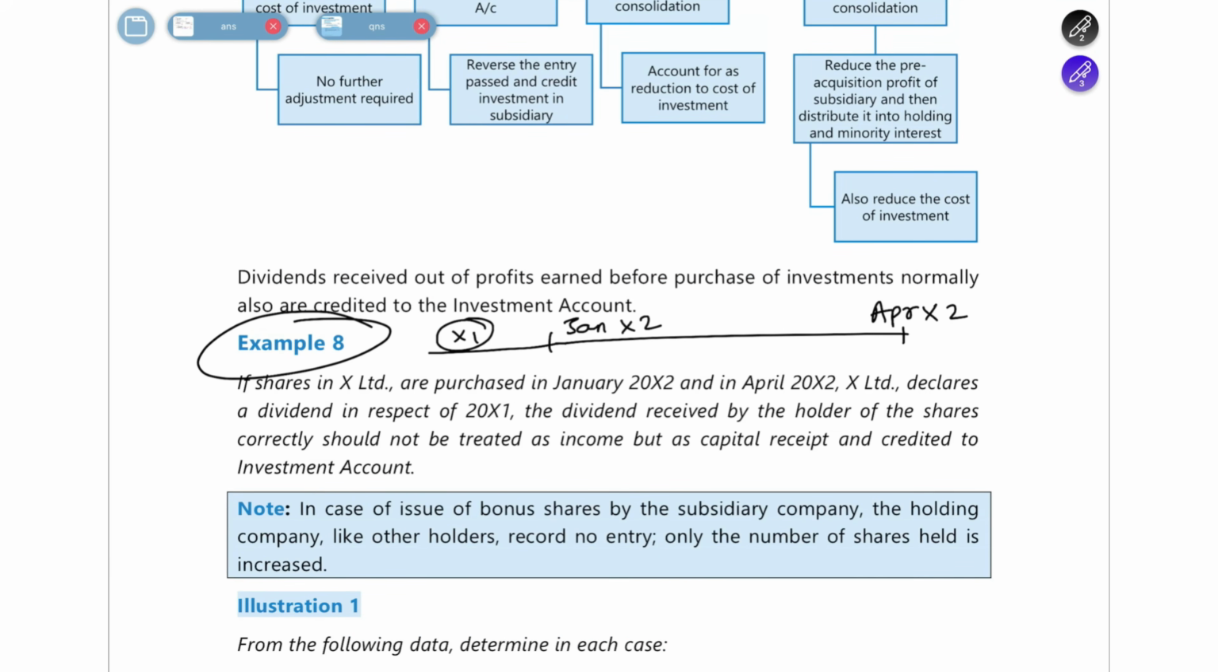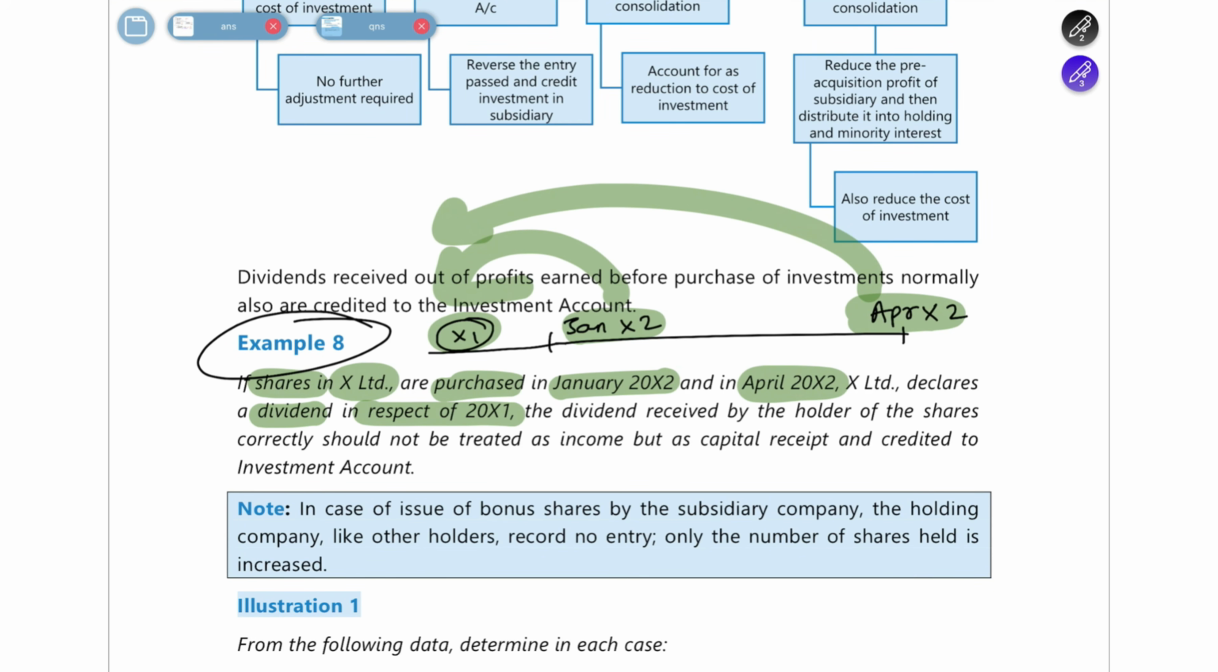In example number 8, they are saying that there is an X Limited and you have purchased shares in X Limited. First, you purchased it in January 2002 and the next one you purchased in April 2002. Then X Limited declares a dividend in respect of 2001. So in relation to this previous year, before you acquired it, there was a certain shareholding in the company, and related to that they have declared a dividend. So this dividend is related to the pre-acquisition period.